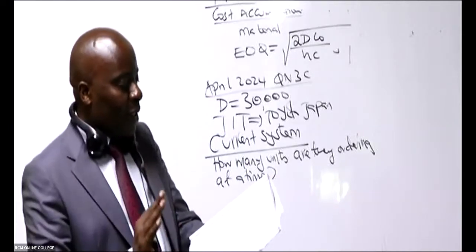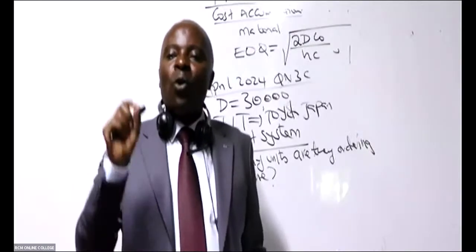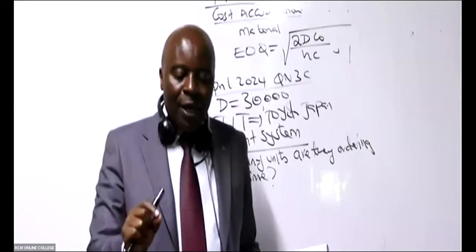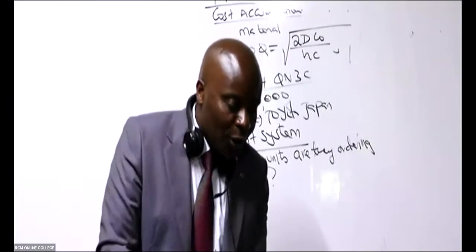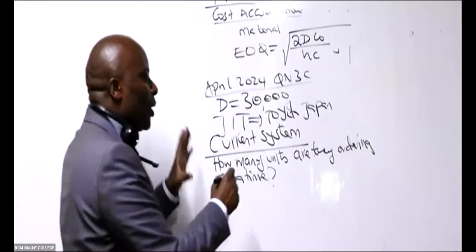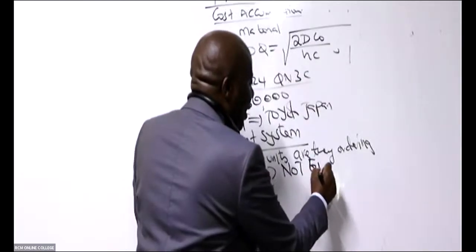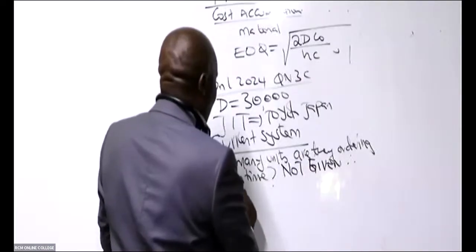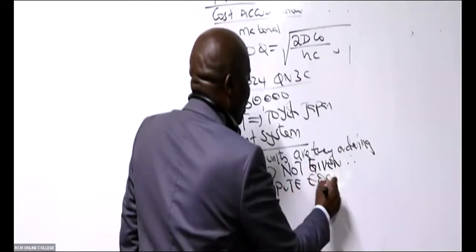How about, ladies and gentlemen, the current system? The current system, the reorder quantity has not been given. When the reorder quantity is not given, you always compute EOQ. So in this case this is not given, and therefore we shall compute EOQ. Not given, you can just have brief notes. Not given, and therefore we shall compute EOQ.